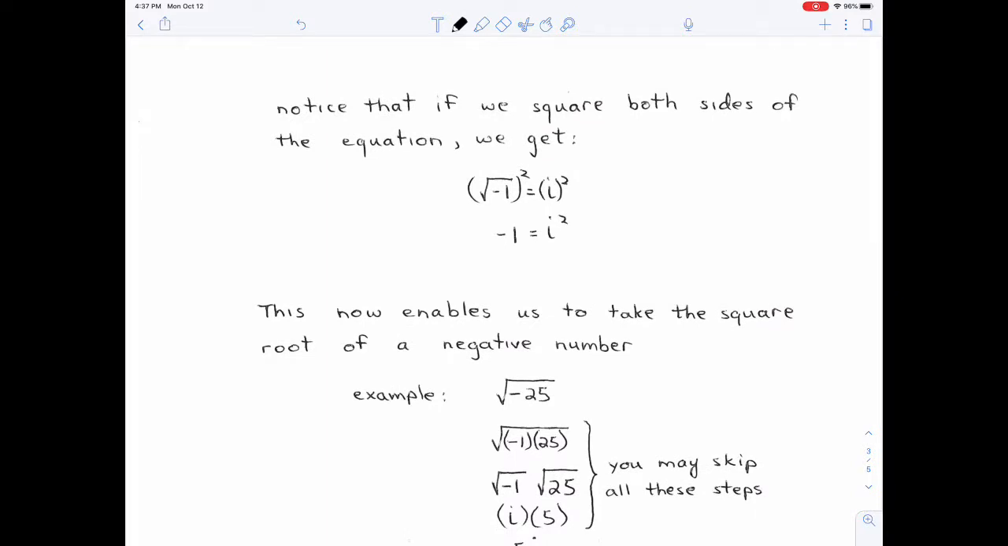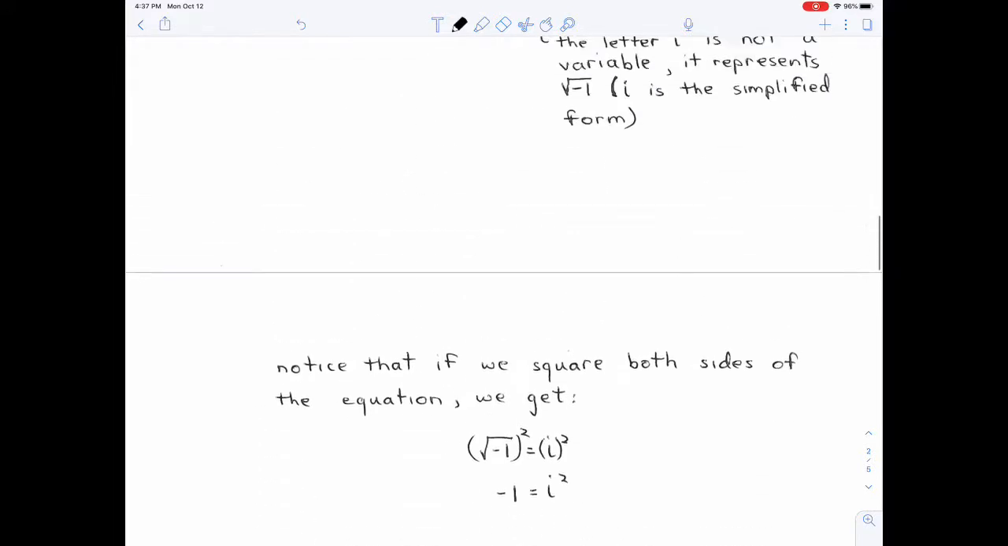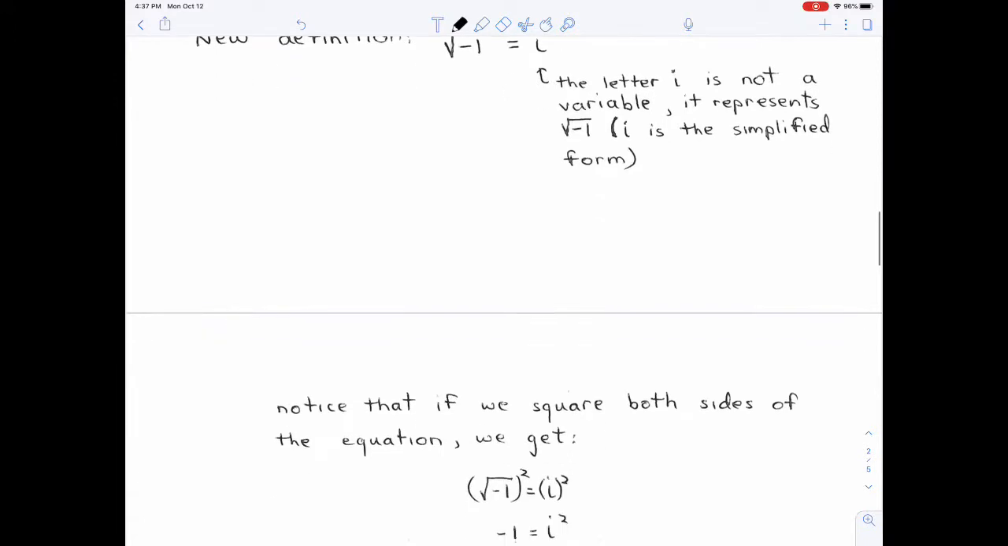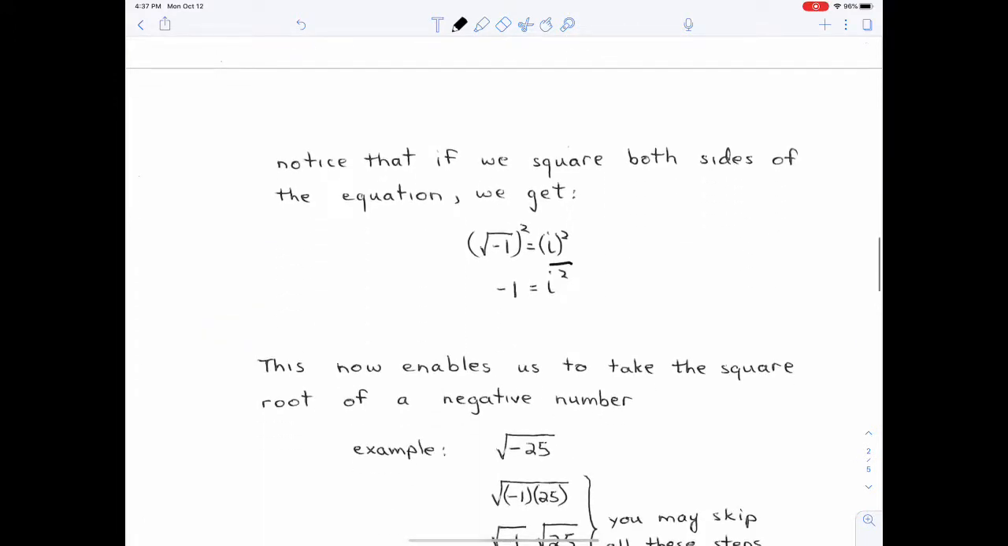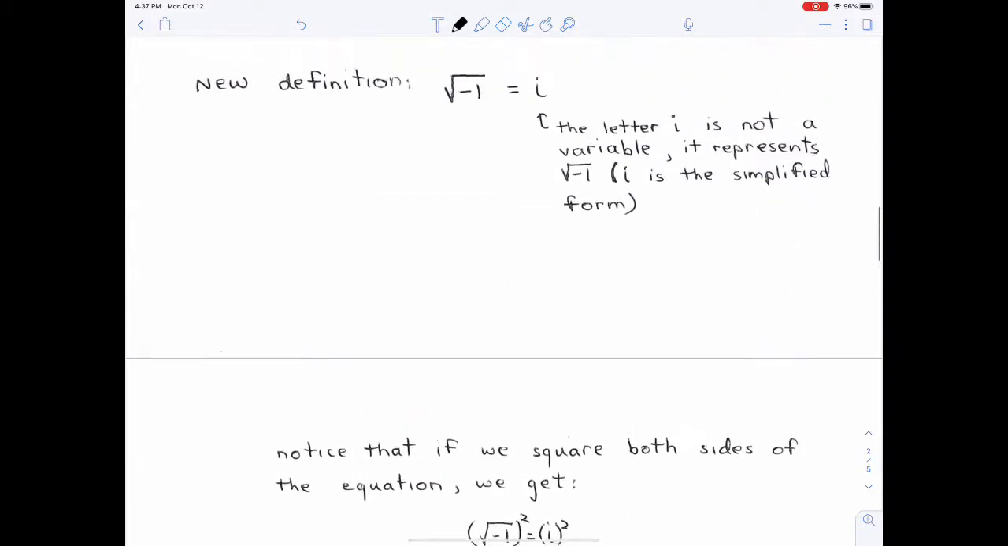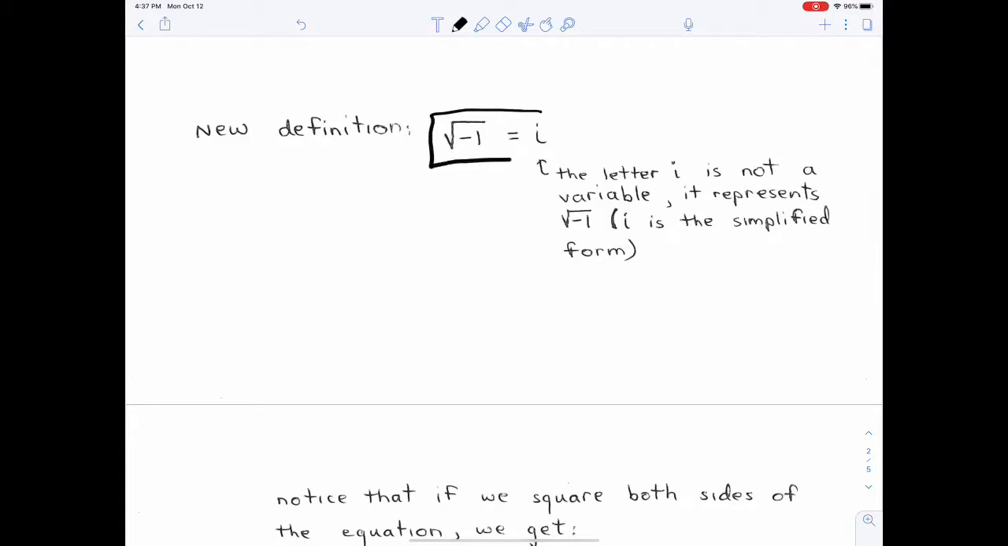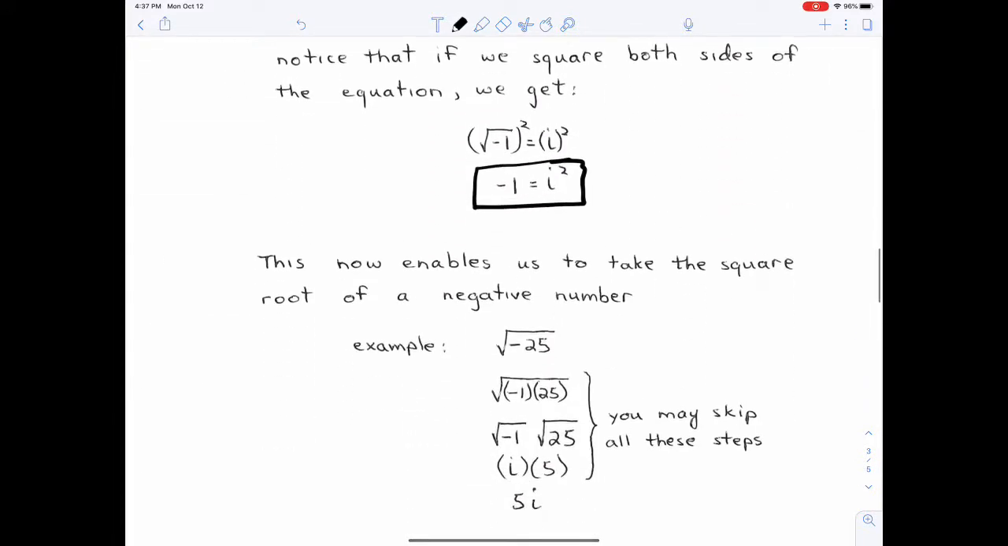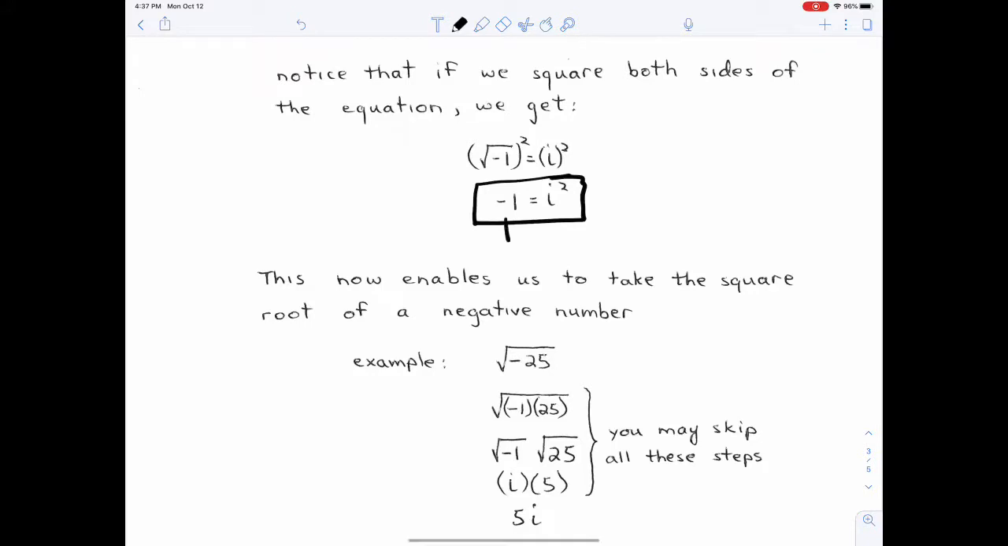One more thing I want to tell you is notice that if we take this statement, the square root of negative 1 equals i, and we square both sides, we get this. So you should know that also. The two things you should know are the square root of negative 1 equals i, where this is the simplified form, and negative 1 equals i squared, where this is the simplified form.